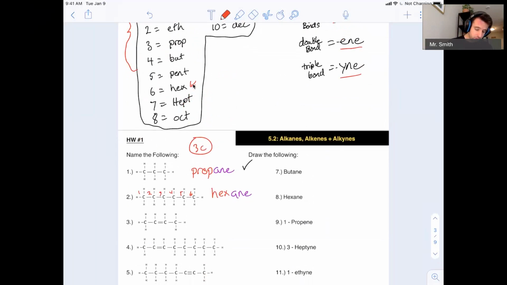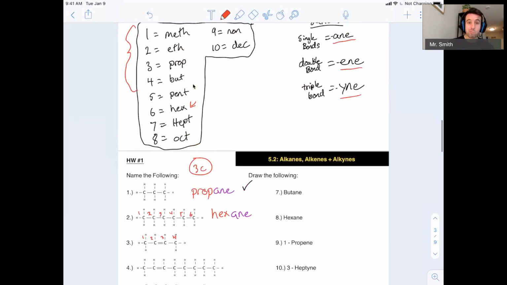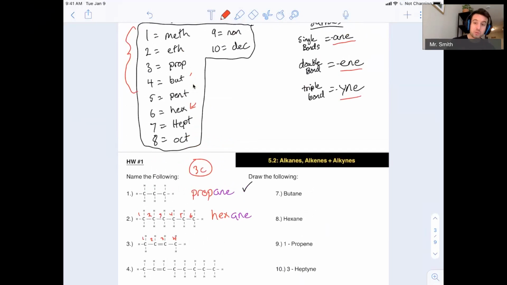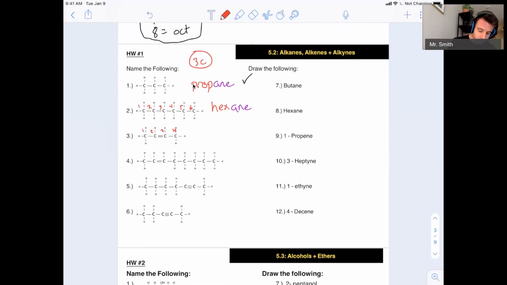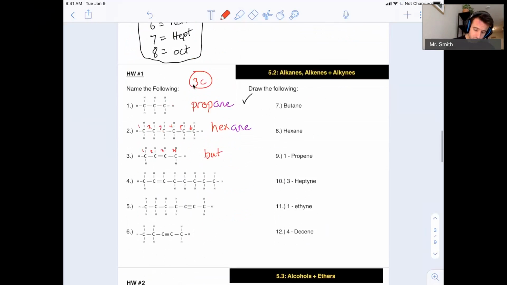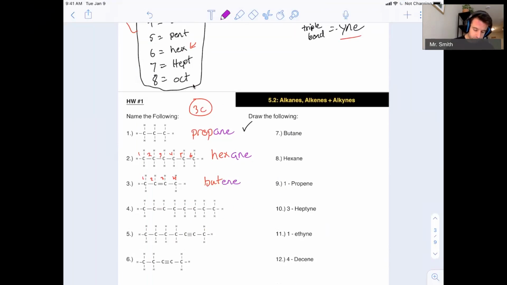That's not true for problem number 3. Problem number 3, it looks like it's got 1, 2, 3, 4 carbons. Four carbons is, it looks like but it's not. Remember, it's called but, as in butane, the stuff that you use in a butane torch to light, I don't know, stuff on fire. So but is going to be my prefix. I've got a double bond here. So remember, for double bonds, I use the suffix, sorry, ene. So it's going to be butene.